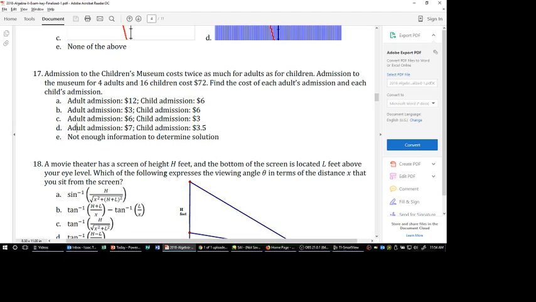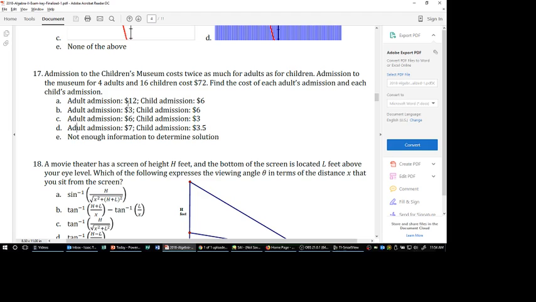Question 17 is a system of equation problem. So let's spend a few minutes talking about the quick way to answer this, and then we'll slow down and look at how you would do this more in your math classroom. Okay, so we've really got two statements here. It's supposed to cost twice as much for adults as it is for children.